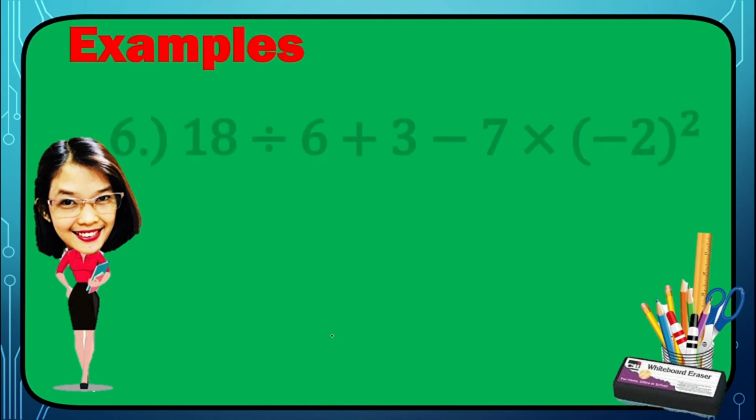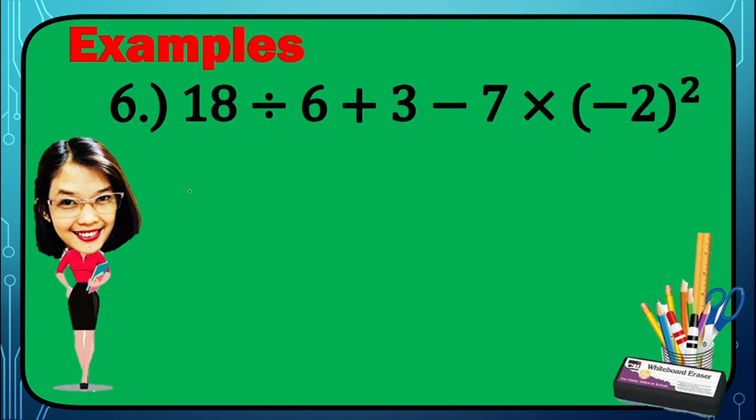Next, 18 divided by 6 plus 3 minus 7 times the square of negative 2. So we need to perform this first because it has an exponent. The square of negative 2 will be 4. Next, we need to divide first. So 18 divided by 6 is 3. So 3 plus 3 minus 7 times 4.